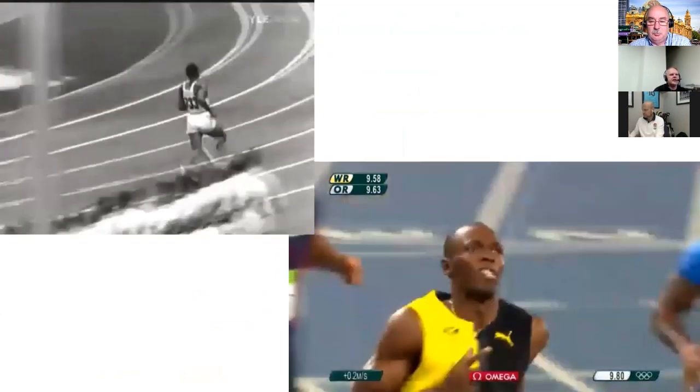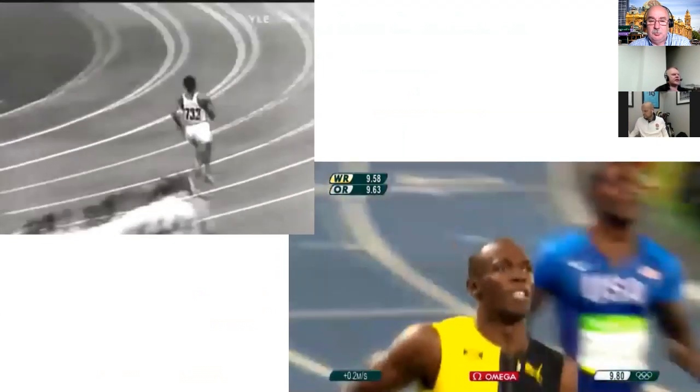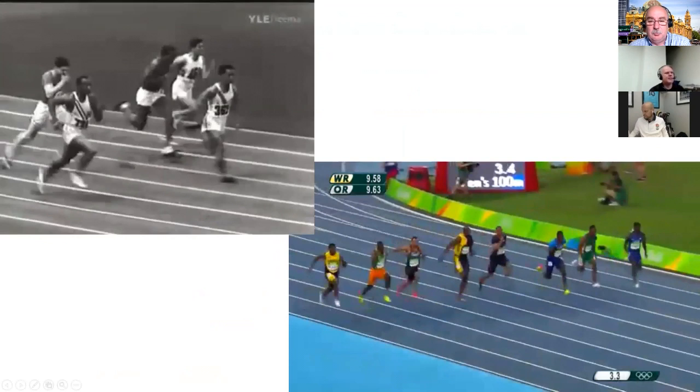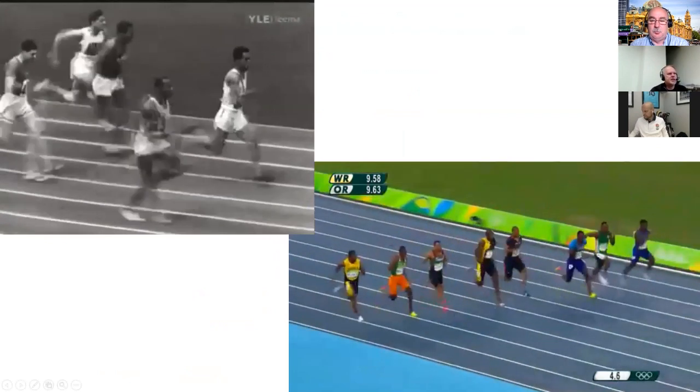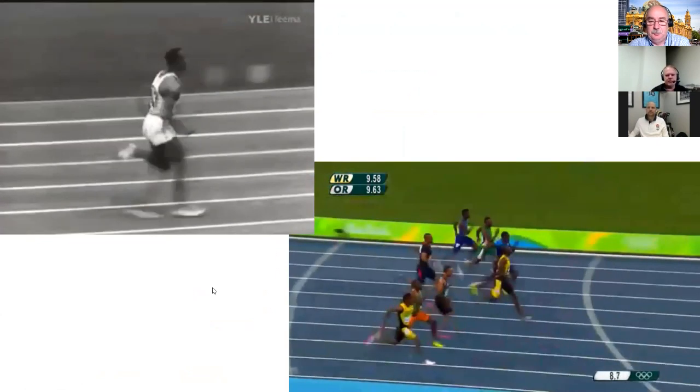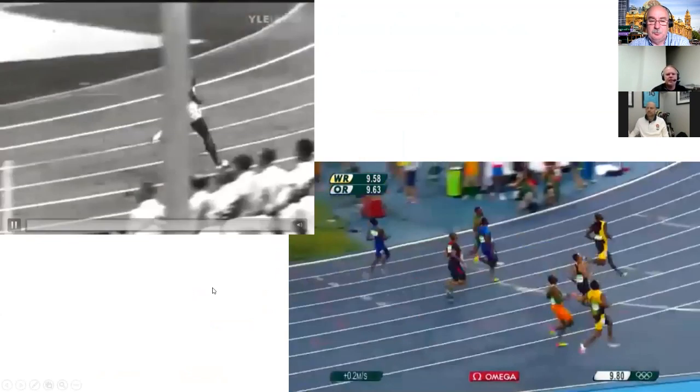You can find this stuff online if you like. I've forgotten the name of the guy who first did this example. But if we think from Jesse Owens up to Usain Bolt, you'd say it's day and night with the 100 meters. You know, they're playing a completely different sport.